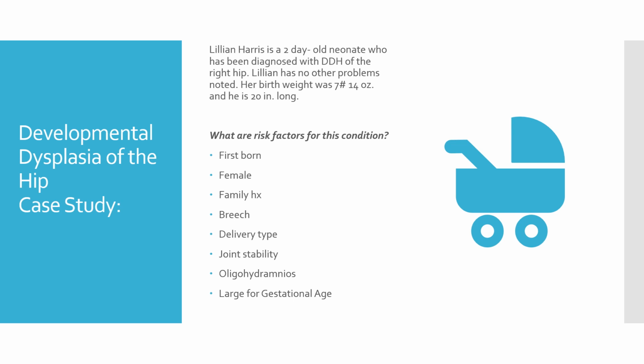Lillian has no other problems noted. Her birth weight was 7 pounds 14 ounces and she is 20 inches long. What are risk factors for this condition? I've listed them here. Firstborn, female, family history, breech delivery, delivery type, whether it be a C-section or a vaginal delivery, joint stability, oligohydramnios, and large for gestational age. Those are all risk factors.